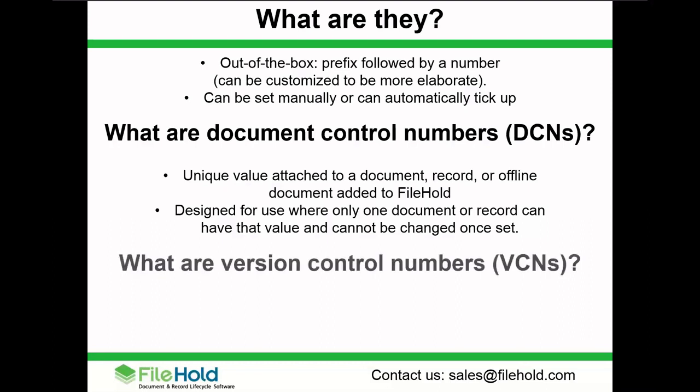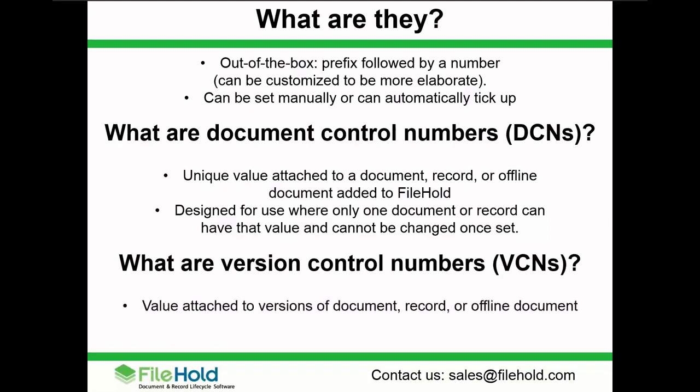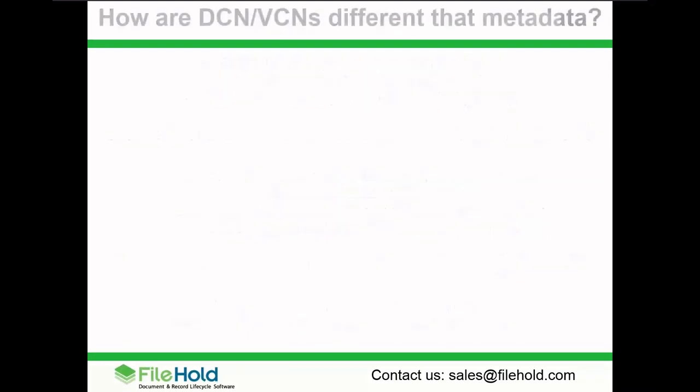A version control number, on the other hand, is slightly different than that. It is a value attached to versions of a document, record, or offline document. So there's some sort of input that you're putting onto there to say this represents the version for this document. These are an interpreted version value of significance to an organization. And we're going to come back to what I mean when I say interpreted in just a second.